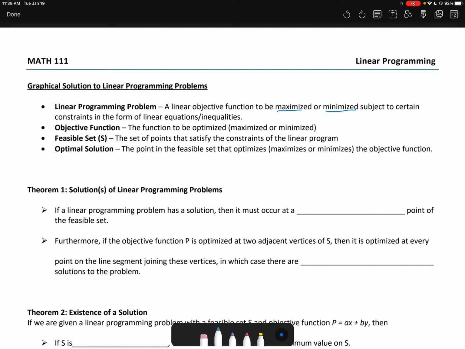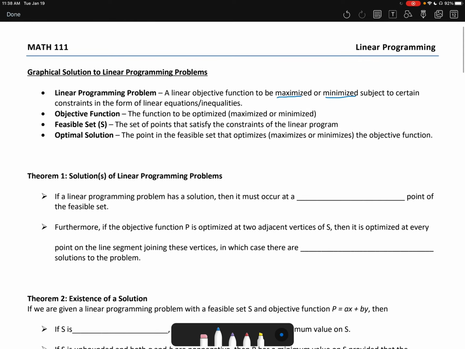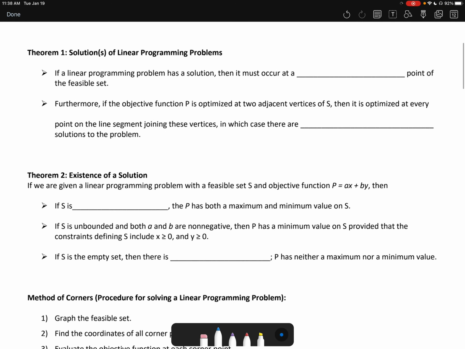There are a few theorems that we need to know about the solutions to these types of problems. The first theorem says that if a linear programming problem has a solution, then it must occur at a vertex or corner point of the feasible region. So if it has a solution, a max or a min, then it's going to be at one of the vertices. It's not going to be somewhere inside, it's going to be somewhere around the corners.